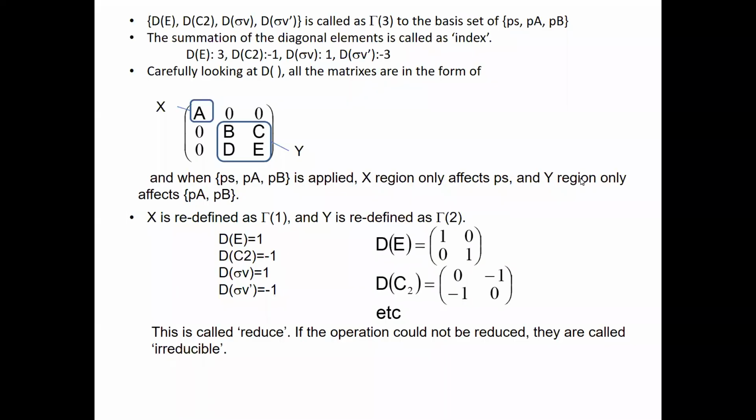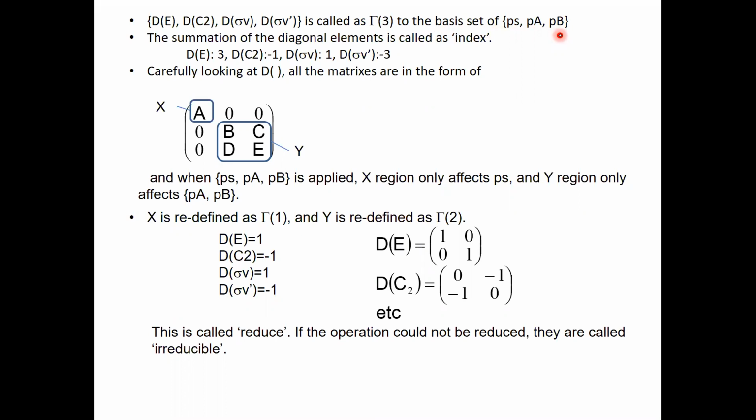So what we could obtain is summarized here. We obtain the transformation matrix of D of E, D of C2, D of sigma V, and D of sigma V prime. This combination of transformation matrices is called gamma 3, because we use three basic molecular orbitals, the basis set of the PS, PA, PV combinations, right?